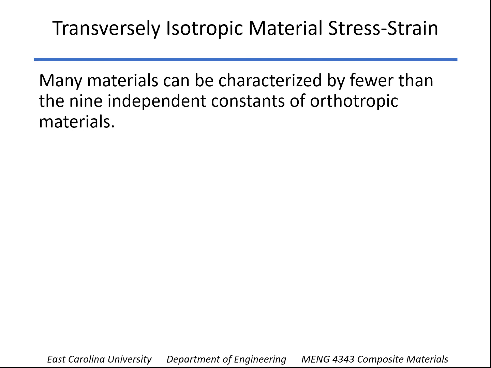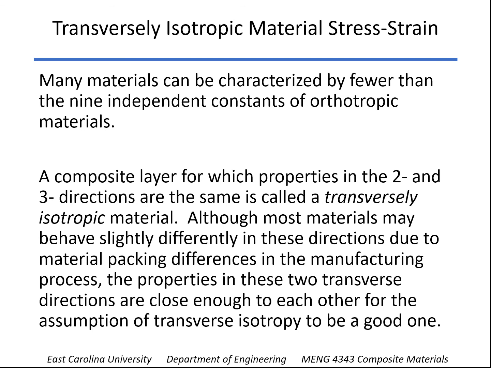Now, sometimes you can characterize a material by fewer than those 9 independent constants. As we said earlier, 3 moduli of elasticity, 3 shear moduli, and 3 Poisson's ratios. But sometimes we talk about a composite layer as being transversely isotropic. What that means is that in the 2 and 3 directions, they have the same properties. Now again, that may not be totally true because of the way the material is packed as you compress things together, but generally that's close enough.